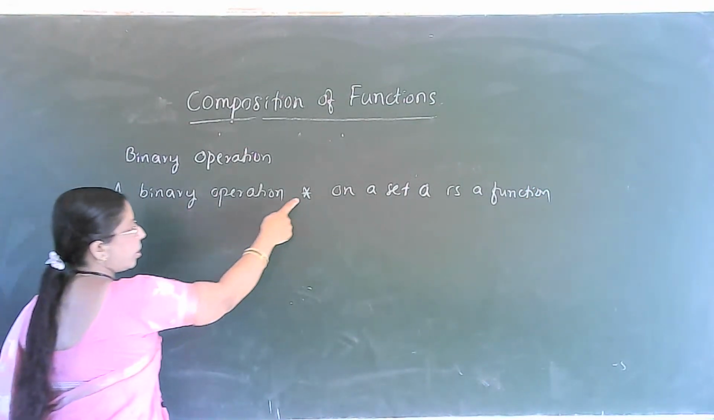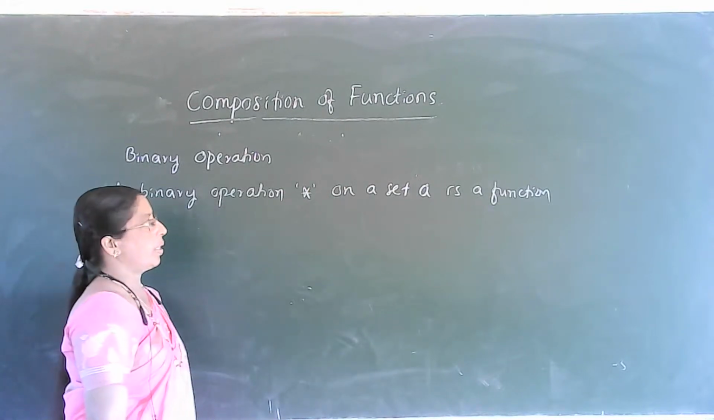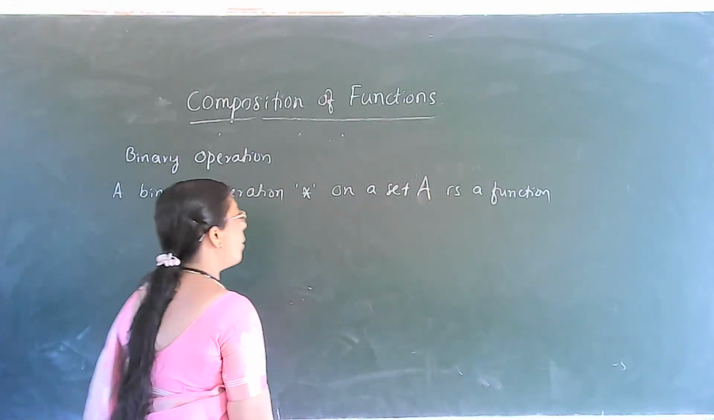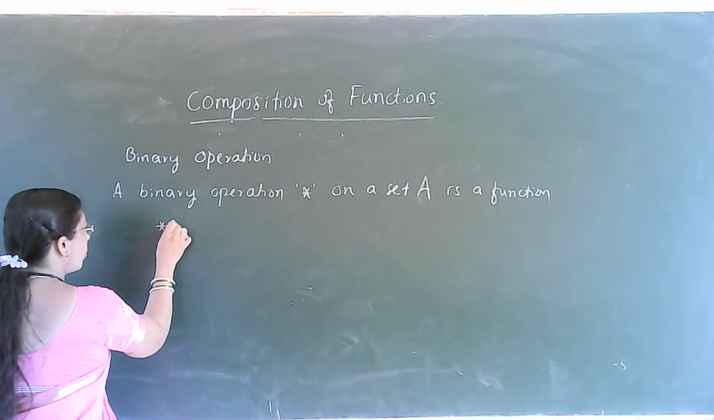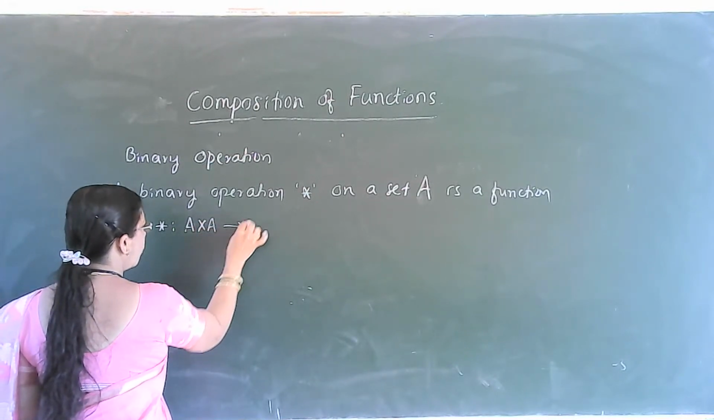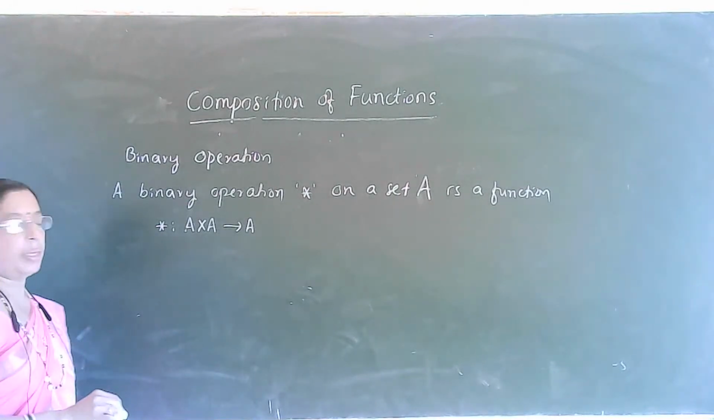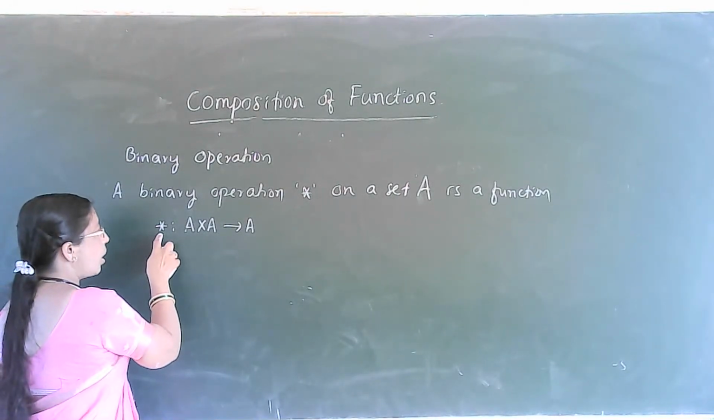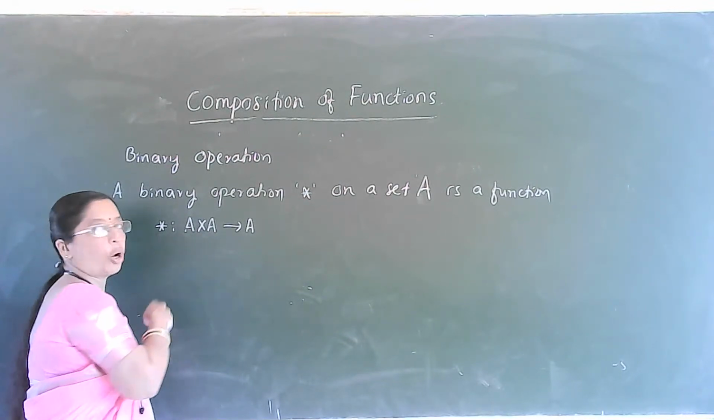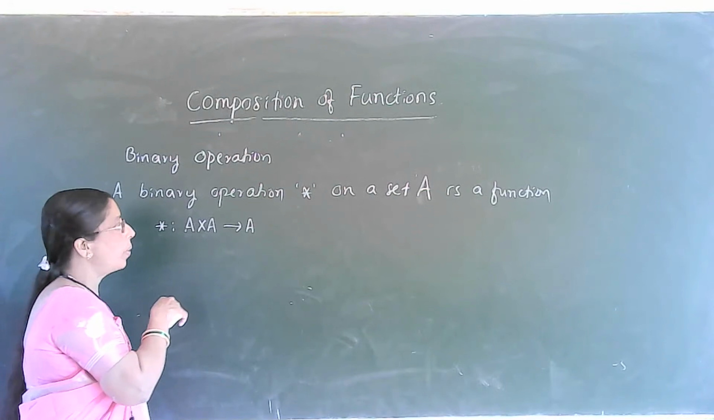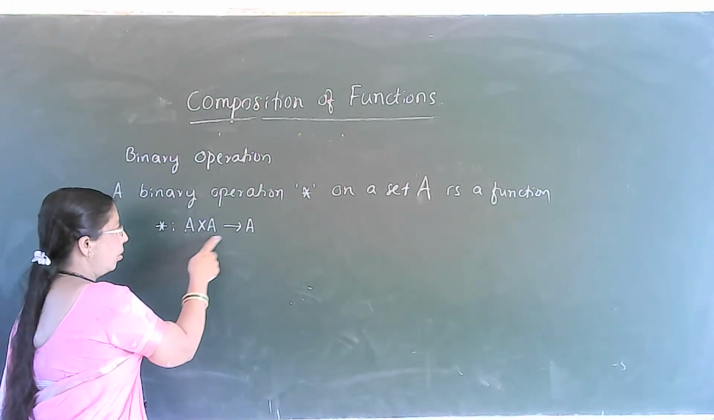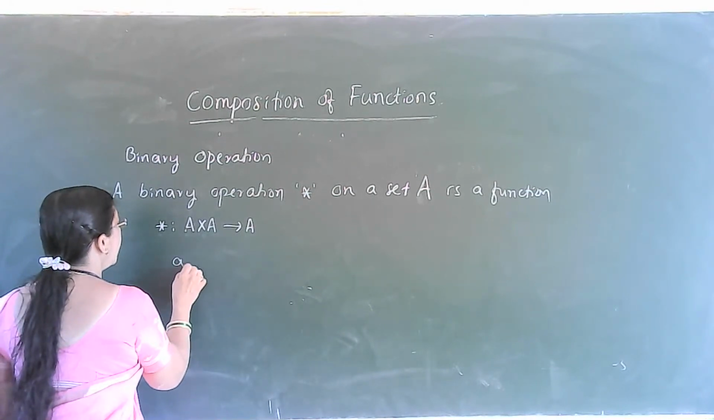A binary operation star on a set A is typically a function star from A cross A to A. It means star is an operation on an ordered pair, which is an element of the cross product of A with A, mapping to A.